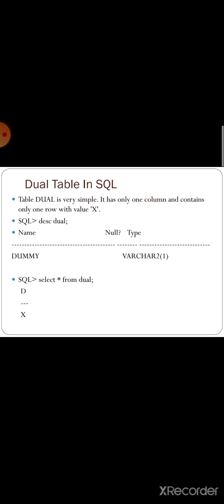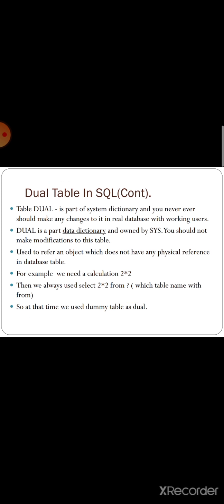So this is simply a table in SQL. Dual is very simple. It has only one column and contains only one row with the value x. So there is a table called dual having only one row with the value x. We have taken this table as an example. Here is a query: SELECT * FROM dual. Then from the dual table only x is displayed as the output. So these are some of the explanations about the dual table.